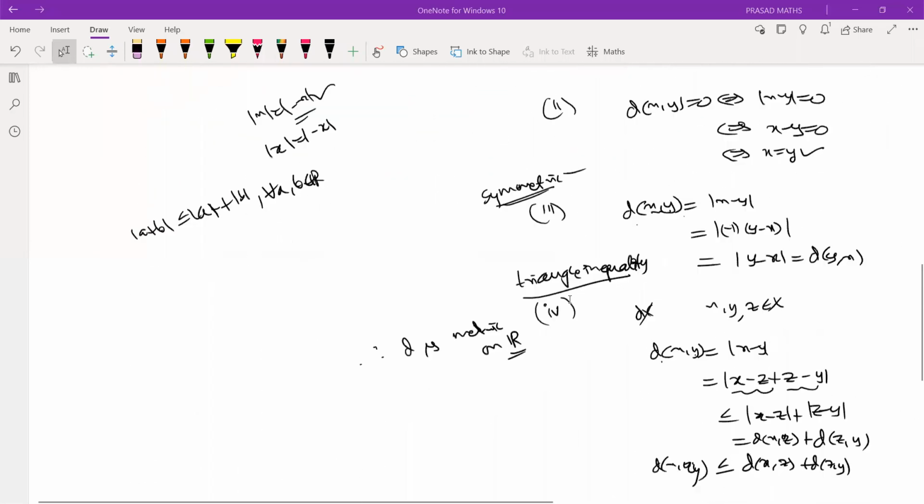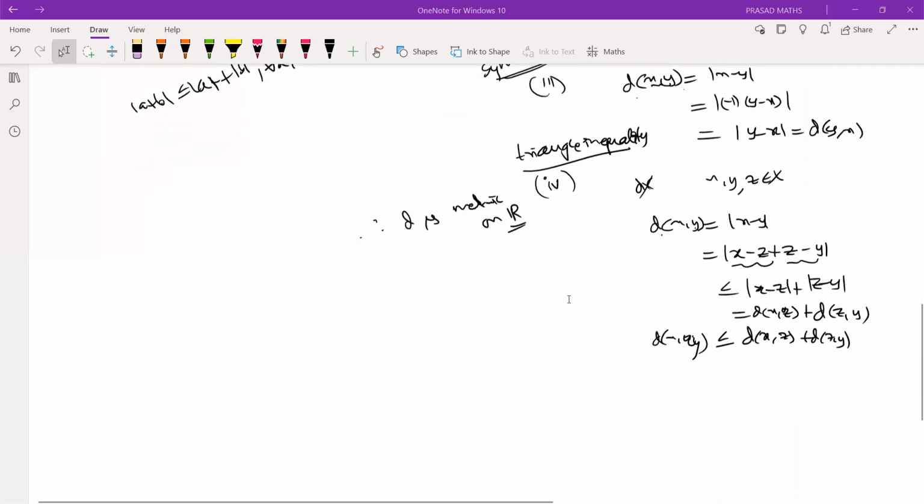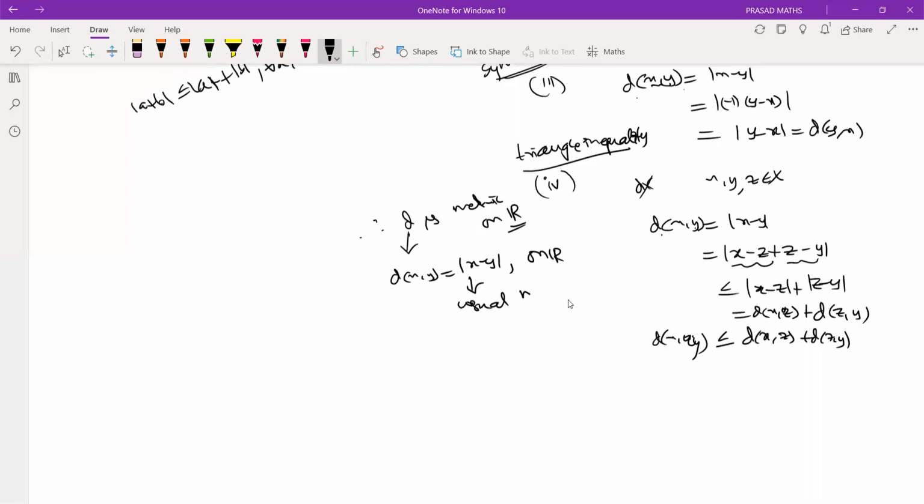Because this is the first example, you need to understand the problem. Is it clear, all of you? So D is a metric. This metric is nothing but d of x comma y equals mod of x minus y on R. This metric is nothing but the usual metric, or standard metric, or Euclidean metric.